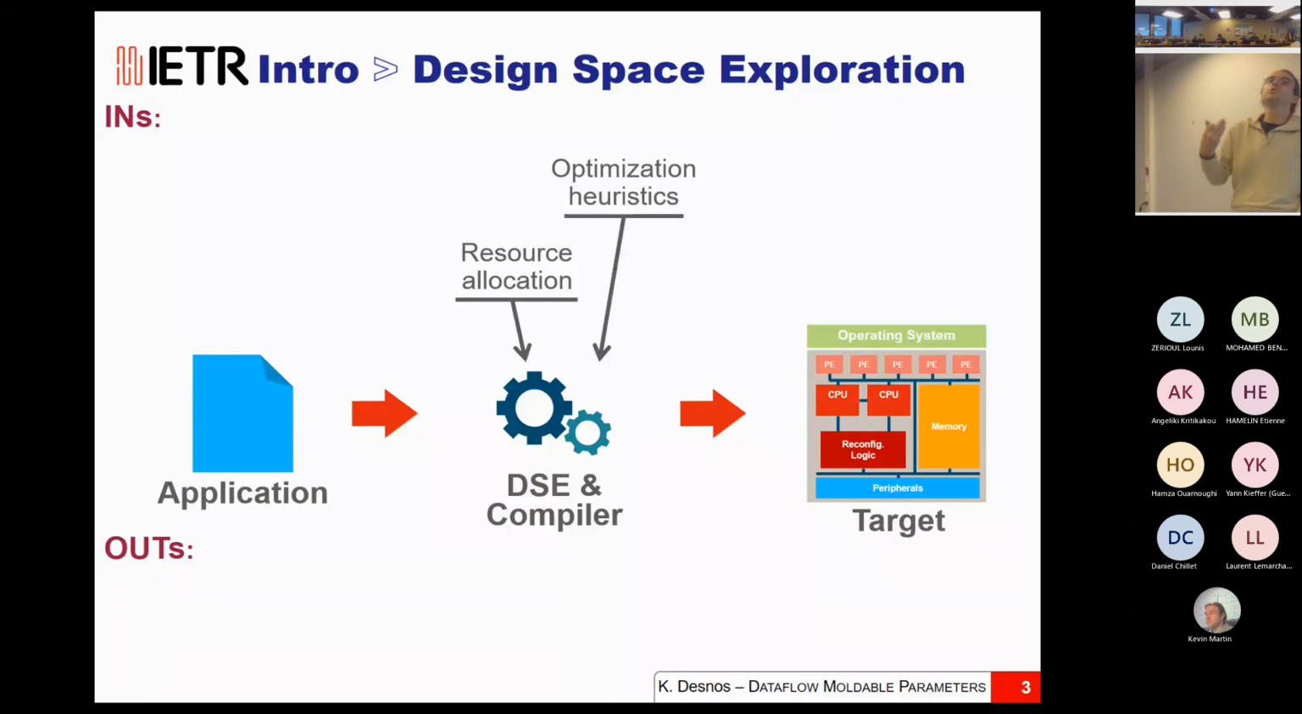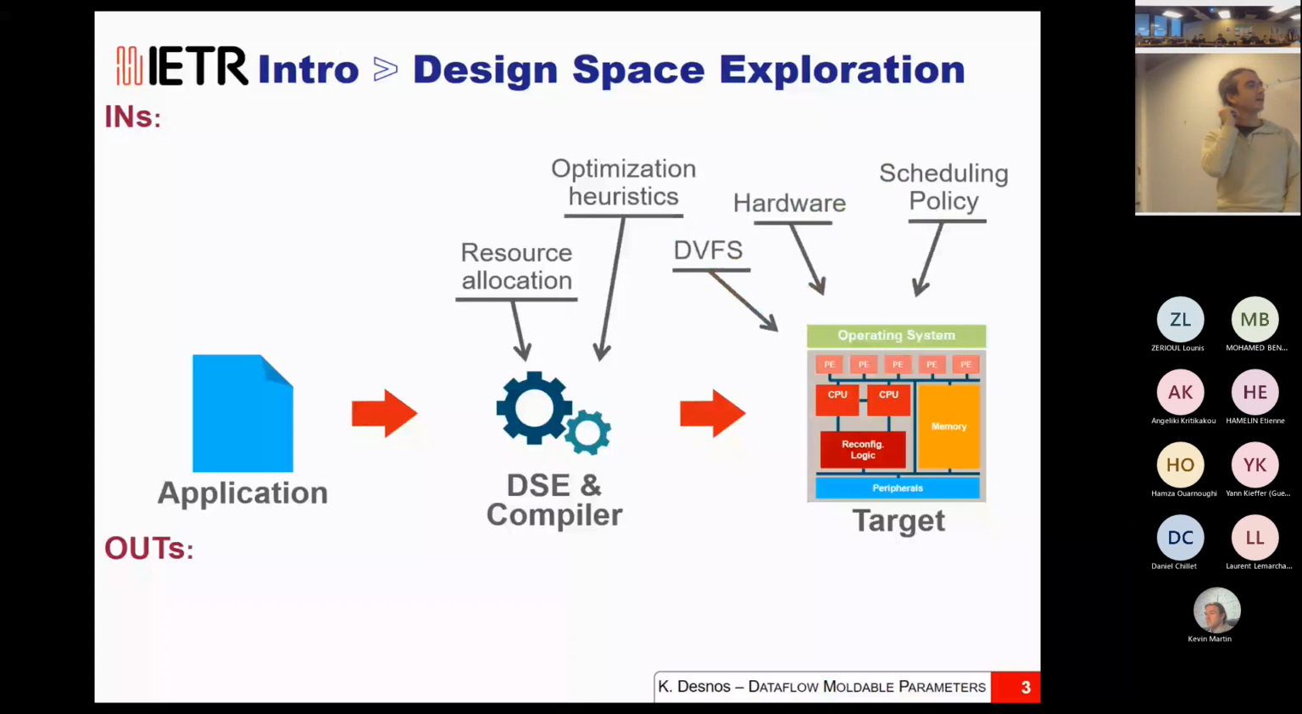And to do that, usually we have to rely on optimization heuristics, because solving NP-hard problems is kind of difficult. No surprise. And on the target side, there are quite a lot of things that we can also play with when we want to optimize the system. This was the topic of one of the questions for the previous presentation.